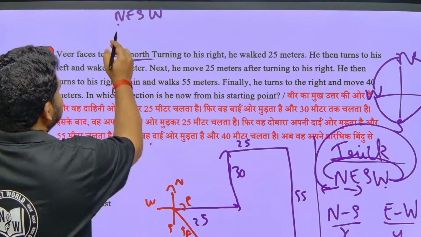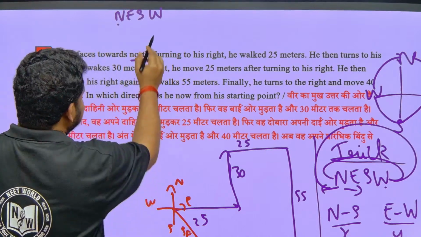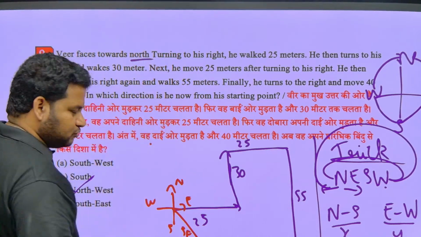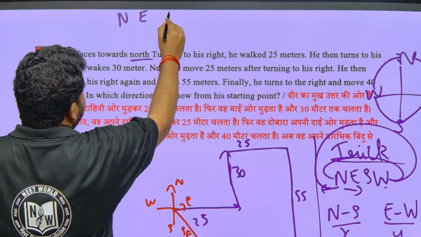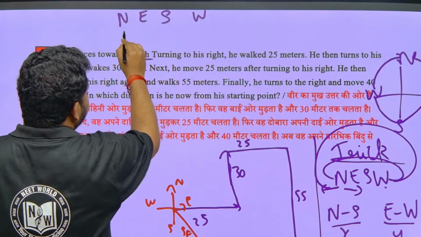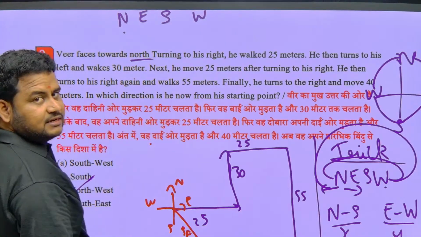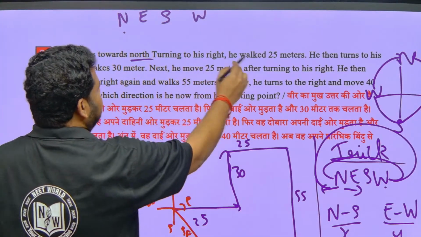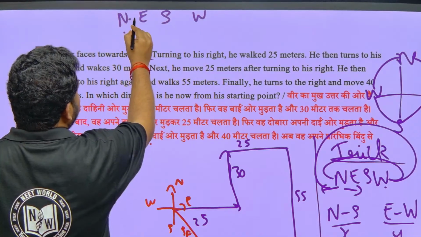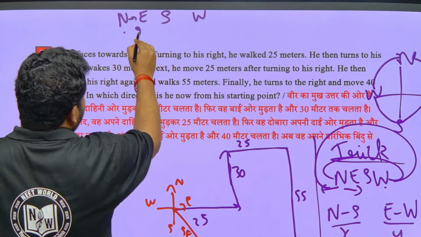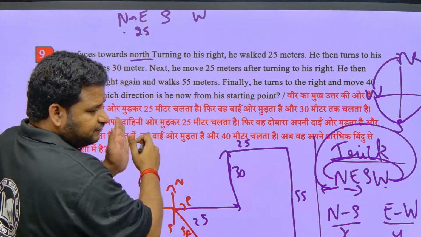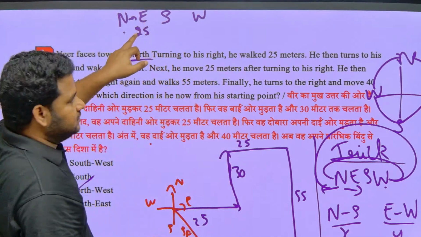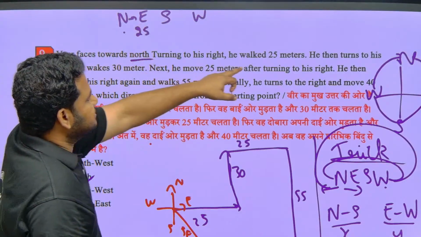Turning to his right means, let me write again, observe carefully the trick. With two, three questions you will understand the trick. North, east, south and west. Veer is here. Turning to his right, he moves 25 meters. From north, east is towards right. So under east you have to write 25 because they are telling 25.